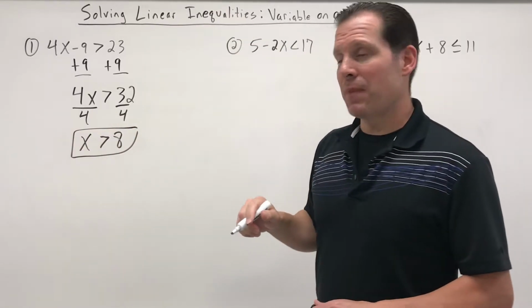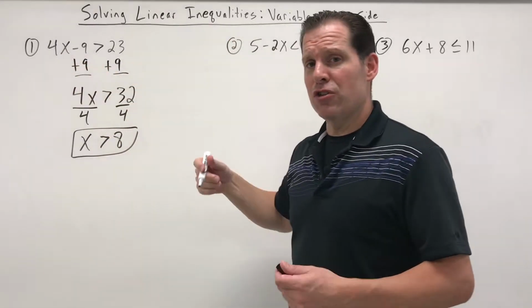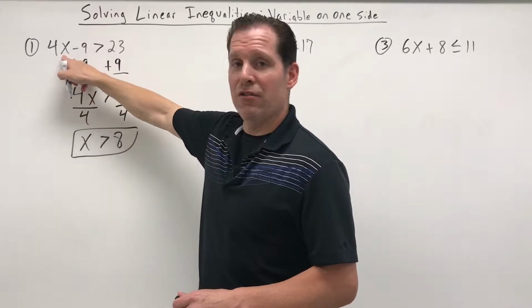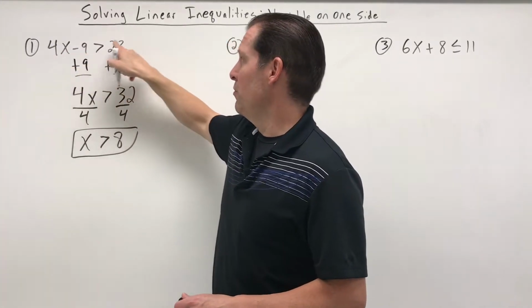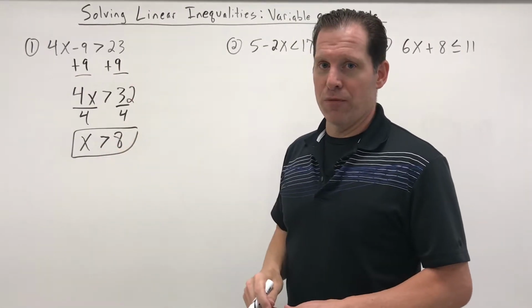So what does that mean? That any value that is greater than 8 is going to make this true. And you could check it. You could just take, let's say 10. So if you put 10 in here, 4 times 10 is 40. Minus 9 is 31. 31 is greater than 23. And you can pick any number greater than 8, and then you'll see that it's true.